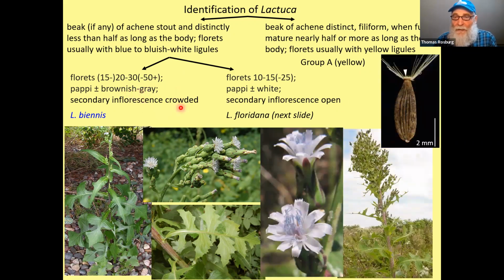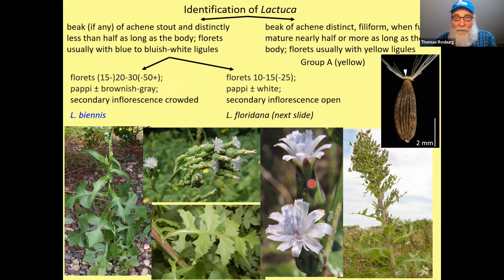Here is an achene with some pappus showing here. And there is a brownish, reddish brownish coloration in the pappus here. And here again, we can see that there's not much of a beak here. Not much of a beak at all. And that's going to be true for both of these species here.